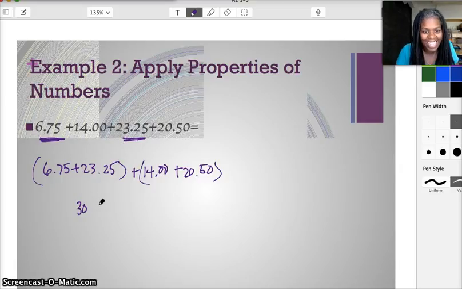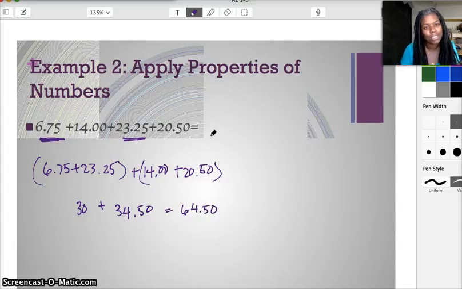Okay, good. And then the next thing we're going to do is add these guys together, which is $34.50. Now it's pretty simple for me to see that the answer is $64.50. So that's me using the associative property and the commutative property to move things around over addition.